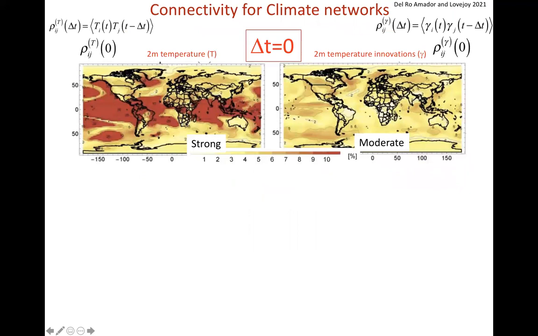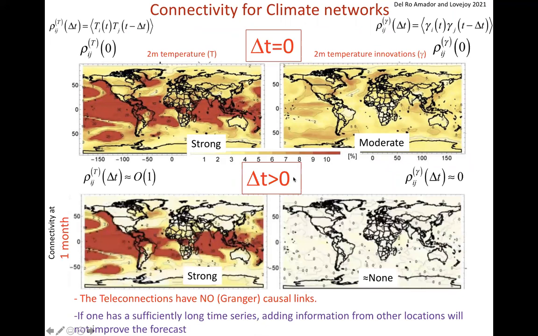Here we have the connectivity of different regions looking at the temperature. It's quite high, especially over the tropics, and moderate elsewhere. This is the level of the innovations, at delta T equal to 0. But when you go to 1 month, where delta T is not 0, you still have strong correlations in the temperature, but there are essentially none in the innovations. So essentially there's no Granger causality. What it means is that if I use teleconnections, El Nino or whatever, to try to improve the StochSIPS forecast, it's not going to improve. The reason is basically that the StochSIPS forecast requires a huge amount of data from the past. But all of the teleconnection information is already in that past data, you see. So you've already used the data to make your StochSIPS forecast.